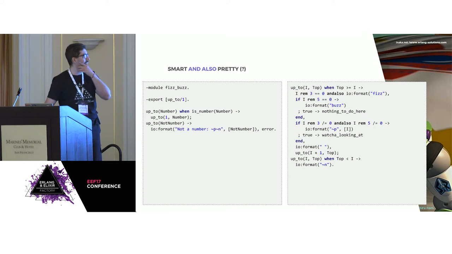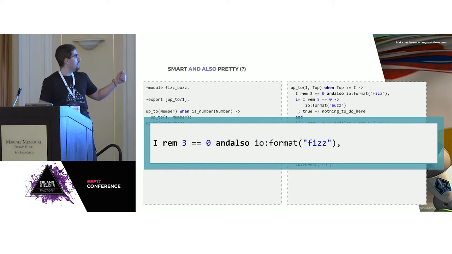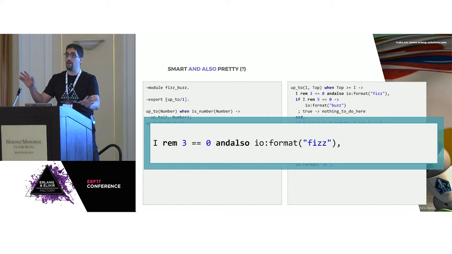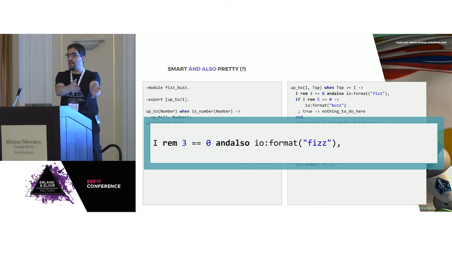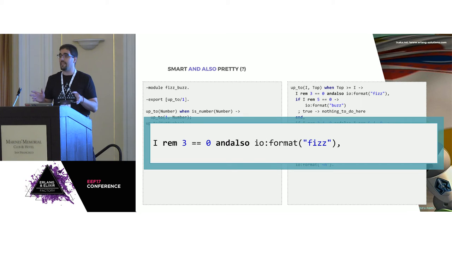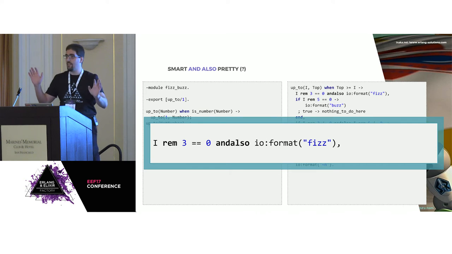Okay, remember that andalso is a short circuit operator. So if what's on the left of the andalso clause is false, everything is false and the right side is not evaluated. And if that's true, then it needs to keep evaluating. But it doesn't validate that the result in the end is a Boolean, because there are no Booleans in Erlang, right? It's atoms. So whatever you put there, it works.